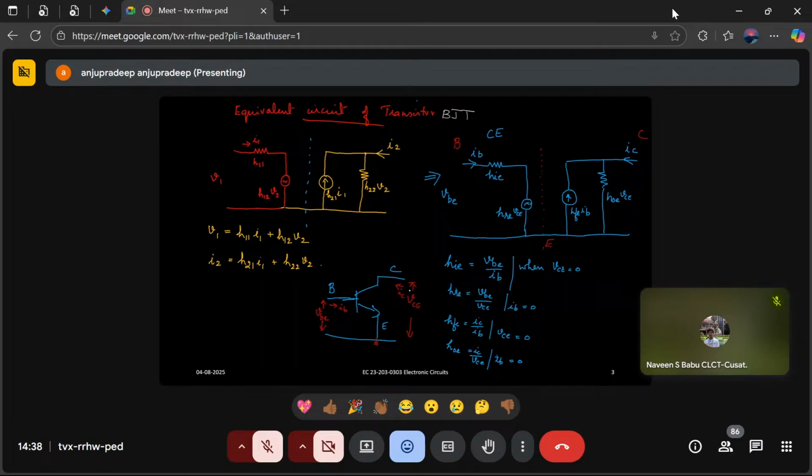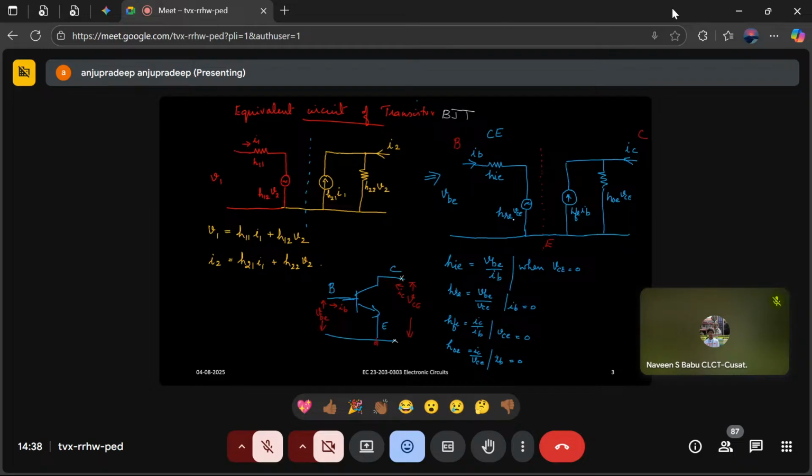So H12, V2. And what is V2? V2 is the voltage at the output side. So output port is collector and emitter is the common thing. So the voltage between collector and emitter, VCE, is the output voltage equivalent to V2. So you substitute that here, HRE into VCE.